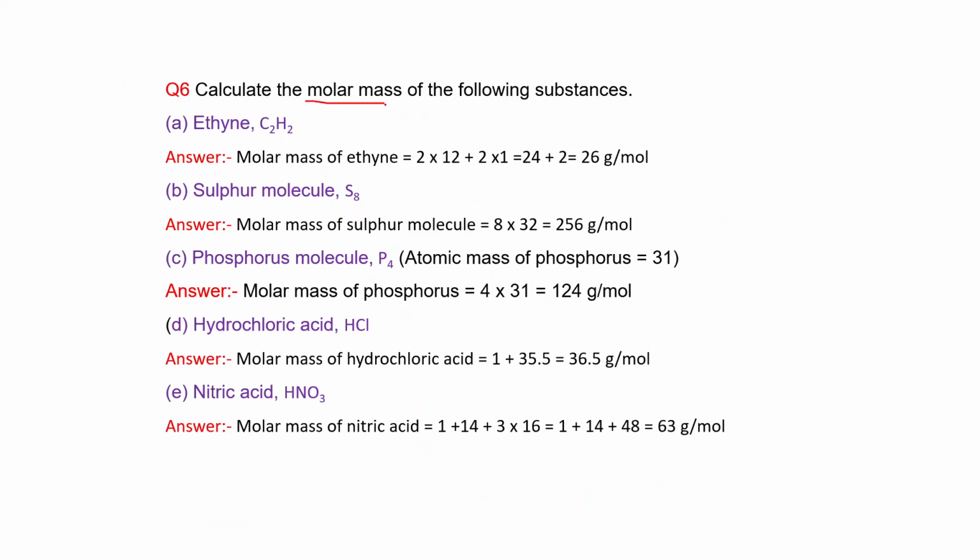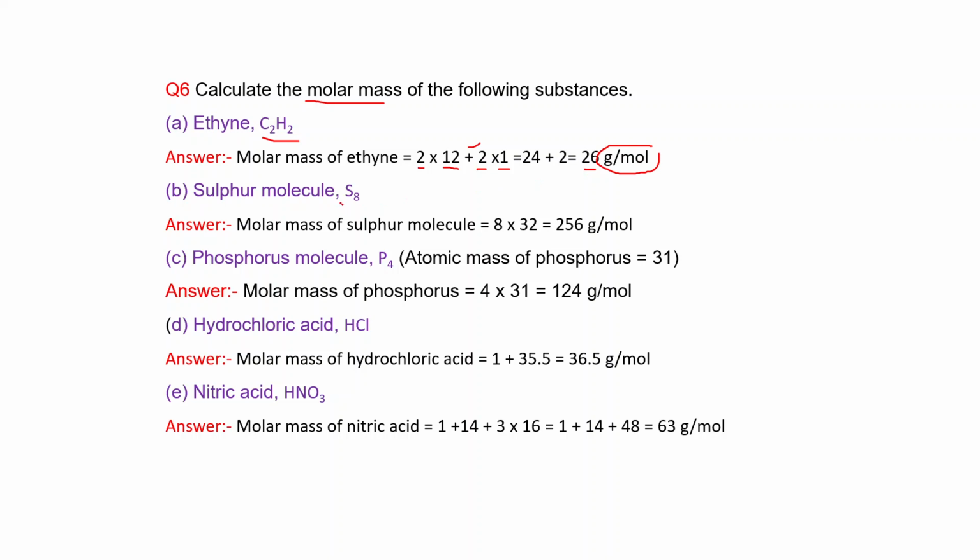Calculate the molar mass of the following substances. Ethyne, C2H2, formula is given. That's why for ethyne C2H2, 2 atoms of carbon multiplied by atomic mass of carbon plus 2 atoms of hydrogen multiplied by atomic mass of hydrogen, and if we solve it, we will get 26 gram per mole. This is the unit of molar mass.